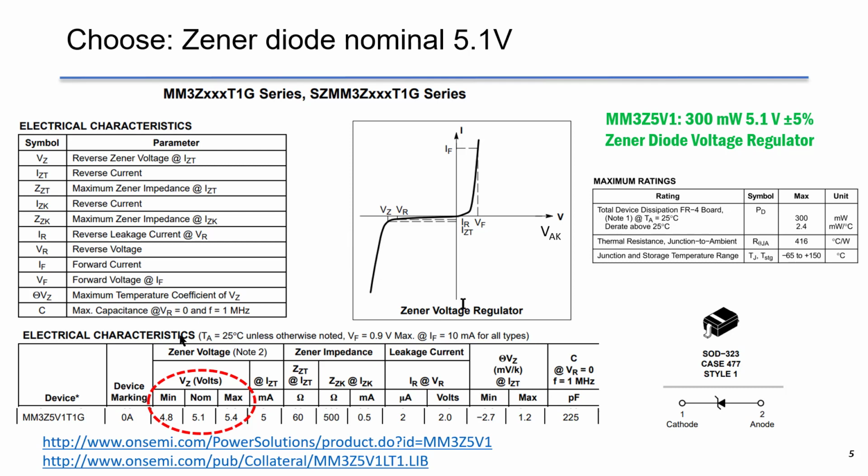So electrical characteristics are shown here. This is the model number, and this is the Zener voltage, nominal 5.1V, and the minimum and maximum. This is the Zener current at IZT, which is the threshold at 5 milliamps. Other parameters are Zener impedance, leakage current, temperature coefficient of VZ around the current at IZT, and the capacitance.